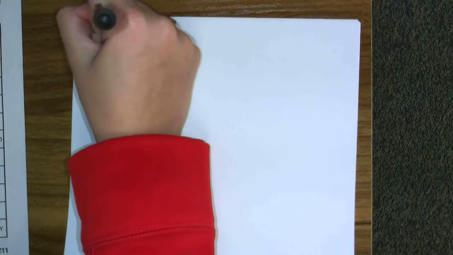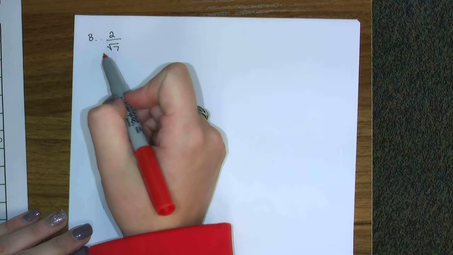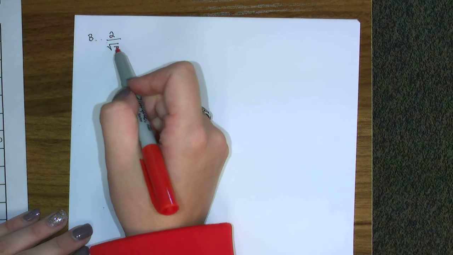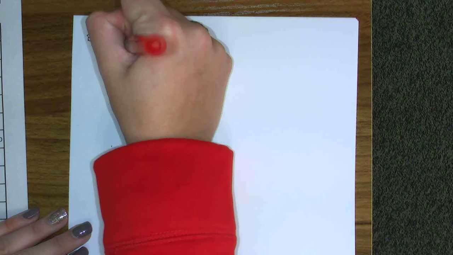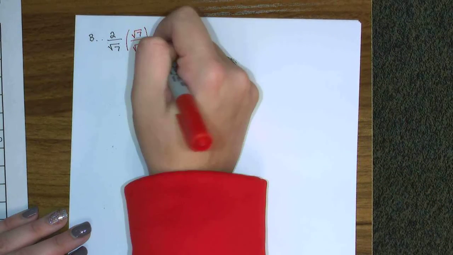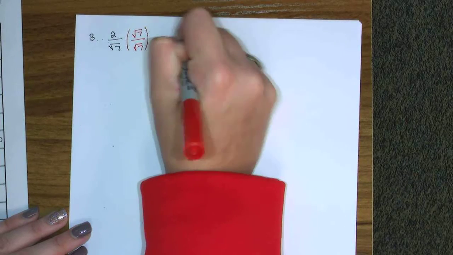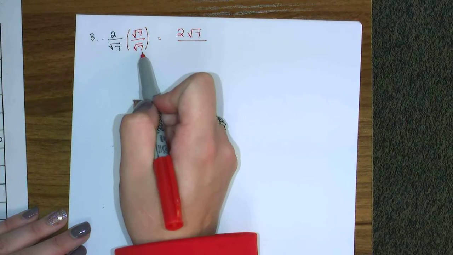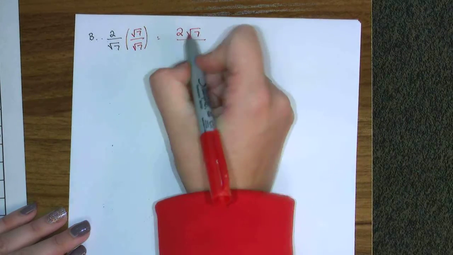So B is 2 over the square root of 7. So rationalizing the denominator, hopefully you remember how we do that. In order to do that, we can't leave a radical in the bottom. So the way we get rid of it is we multiply by the radical over the radical, so the square root of 7 over the square root of 7. And so then on the top we get 2 times the square root of 7, over the square root of 7 times the square root of 7, which is the square root of 49.